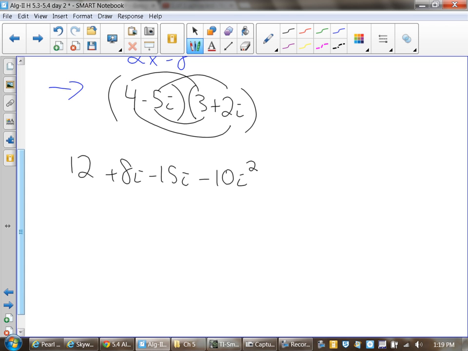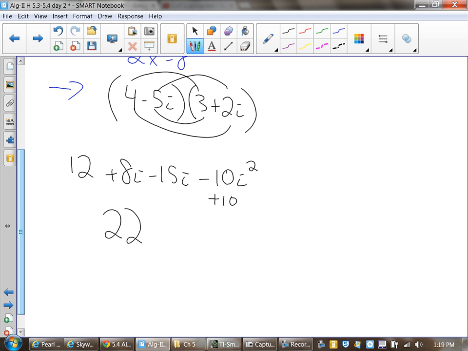Remember, negative 10i squared is the same thing as saying plus 10. So it's 22 minus 7i. When you combine your like terms, what's 12 and 10? 22.